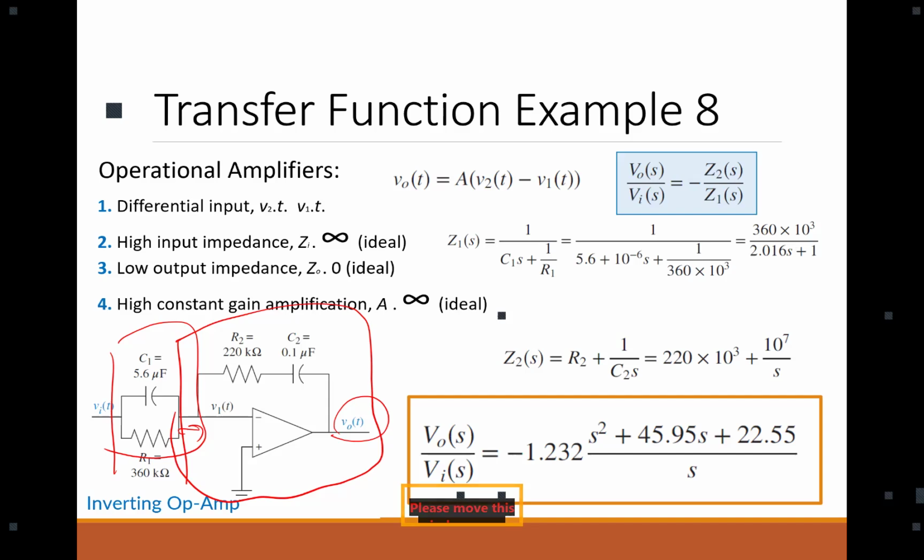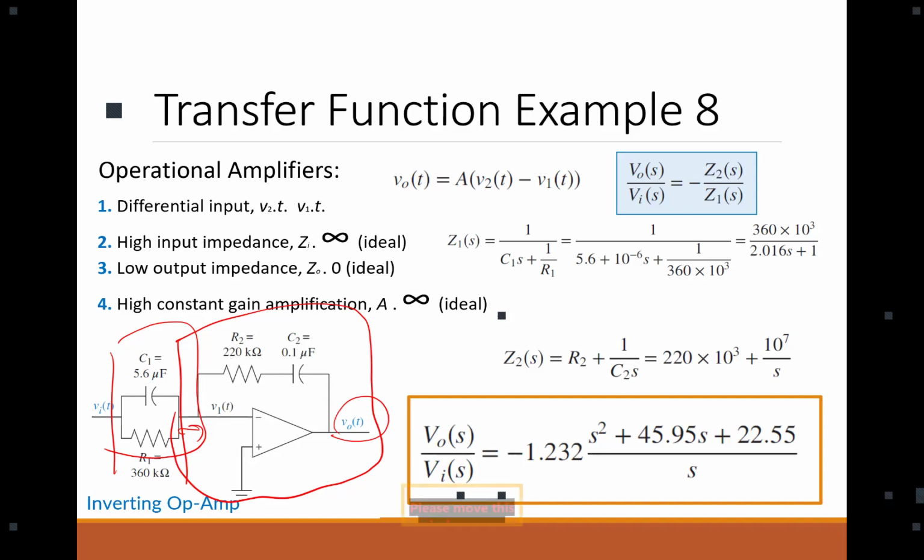Now let's move on to this part. We want to find the transfer function of this circuit, which is the output versus input, the output of the circuit versus the input of the circuit. Using the amplifier, we simply know that the output is A, the gain of the amplifier, times the difference between the two terminals. Are we good? V2 is the non-inverting one.